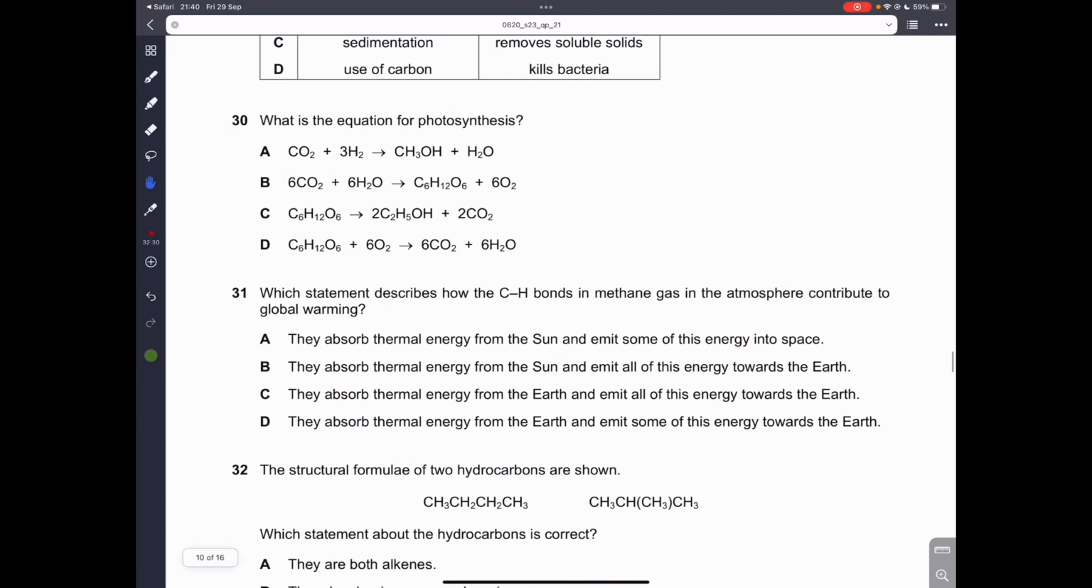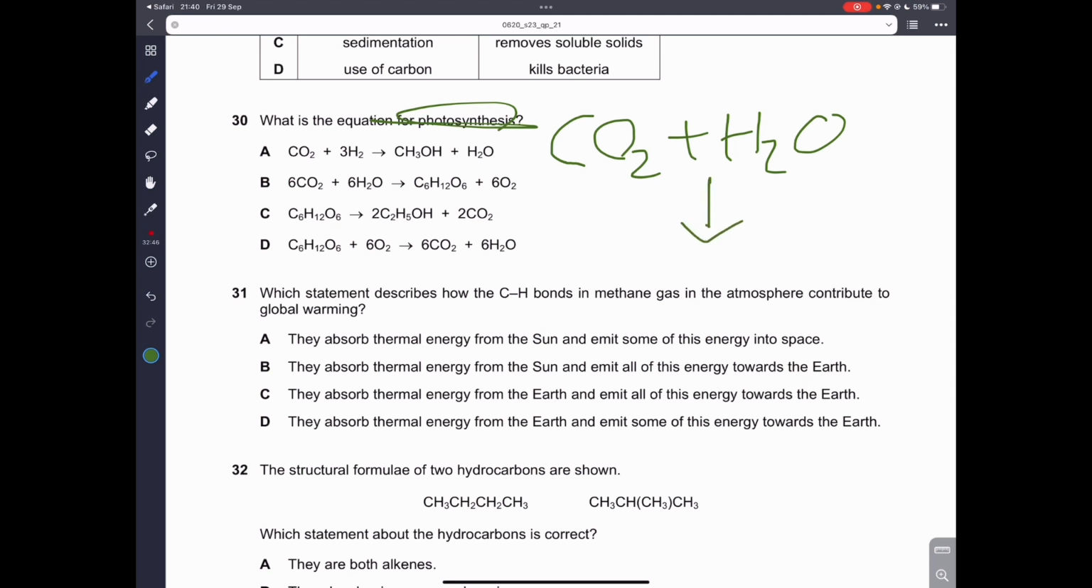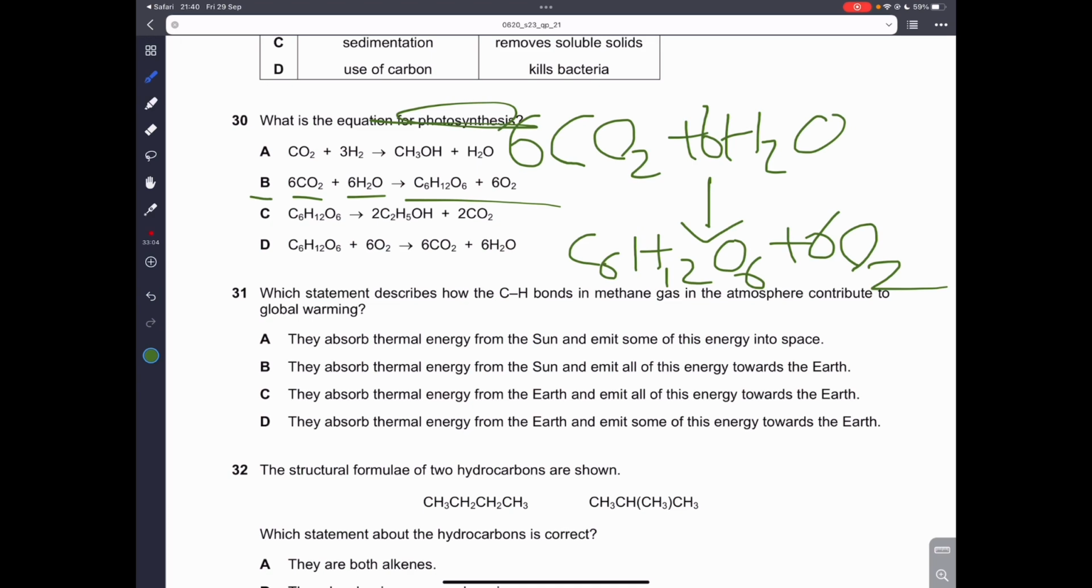Question 30. What is the equation for photosynthesis? Photosynthesis is basically an endothermic reaction. In this case, the carbon dioxide and water are going to get absorbed by the plant, and then the plant is going to make food, which is glucose, C6H12O6, and it's going to produce oxygen as its waste product. Now we can balance it out. Just add 6 to everything. So it's going to be 6CO2, 6H2O, it's going to produce glucose plus oxygen, so B is the correct answer.